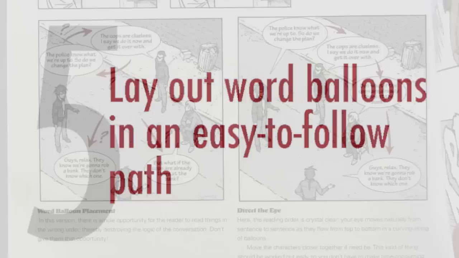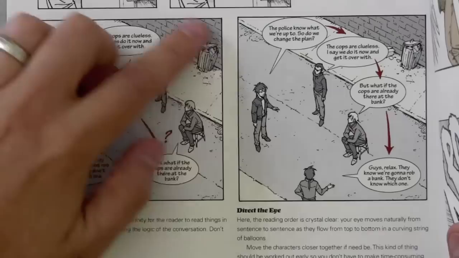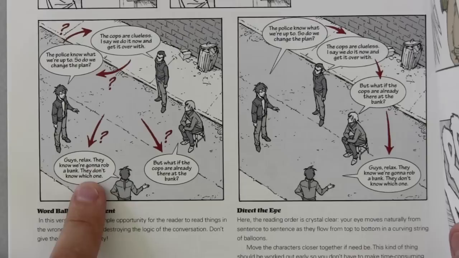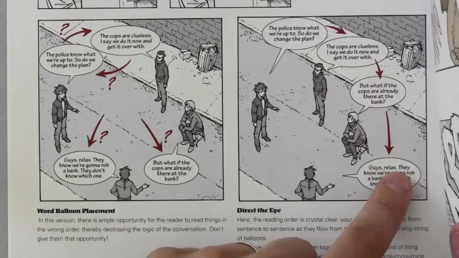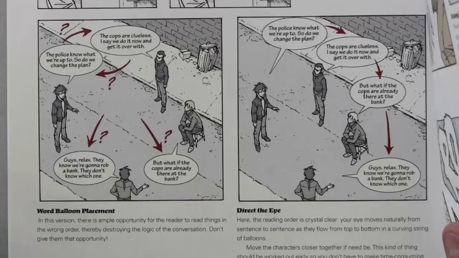All right, for this one, I've pulled out Mastering Manga, my How to Draw book, to talk a little bit about word balloon placement. In this panel right here, the reader could get confused as to what panel is read first and what the reading order is supposed to be. Over here, we've arranged things in a path, and that became something that I've really focused on in recent years. I never want the reader to be pulled out of the story wrestling with the nuts and bolts of what should I read next.